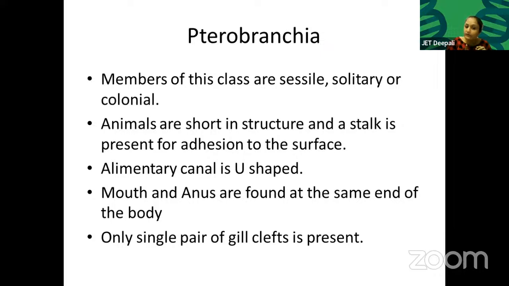Only a single pair of gill clefts is present. There, so many pairs of gill clefts were present; here only one pair. What are the differences? Mouth and anus at the same end, a U-shaped alimentary canal, and they have a stalk. This is the basic main difference between Pterobranchia and Enteropneusta.